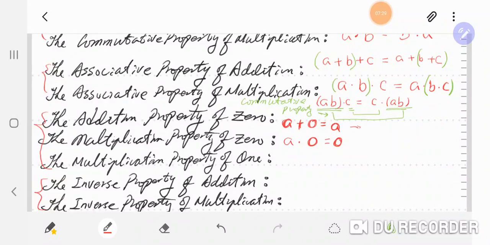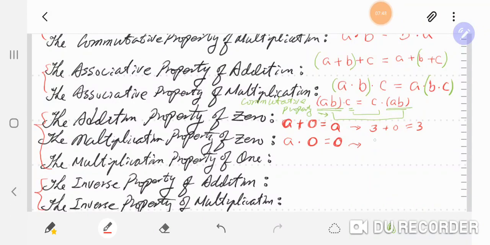So for example, 3 plus 0 is what? 0, right? The number 3. 3 plus 0 is the number itself, 3.